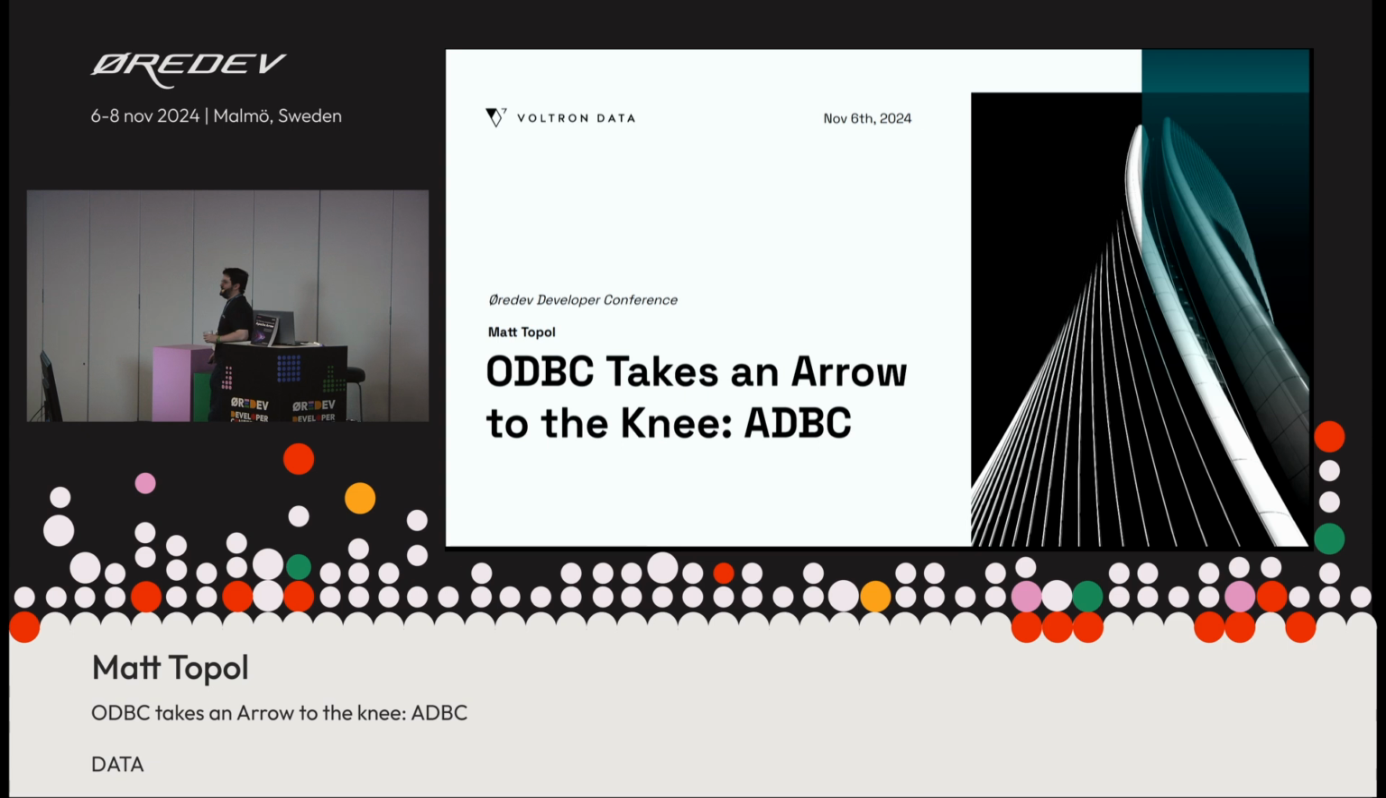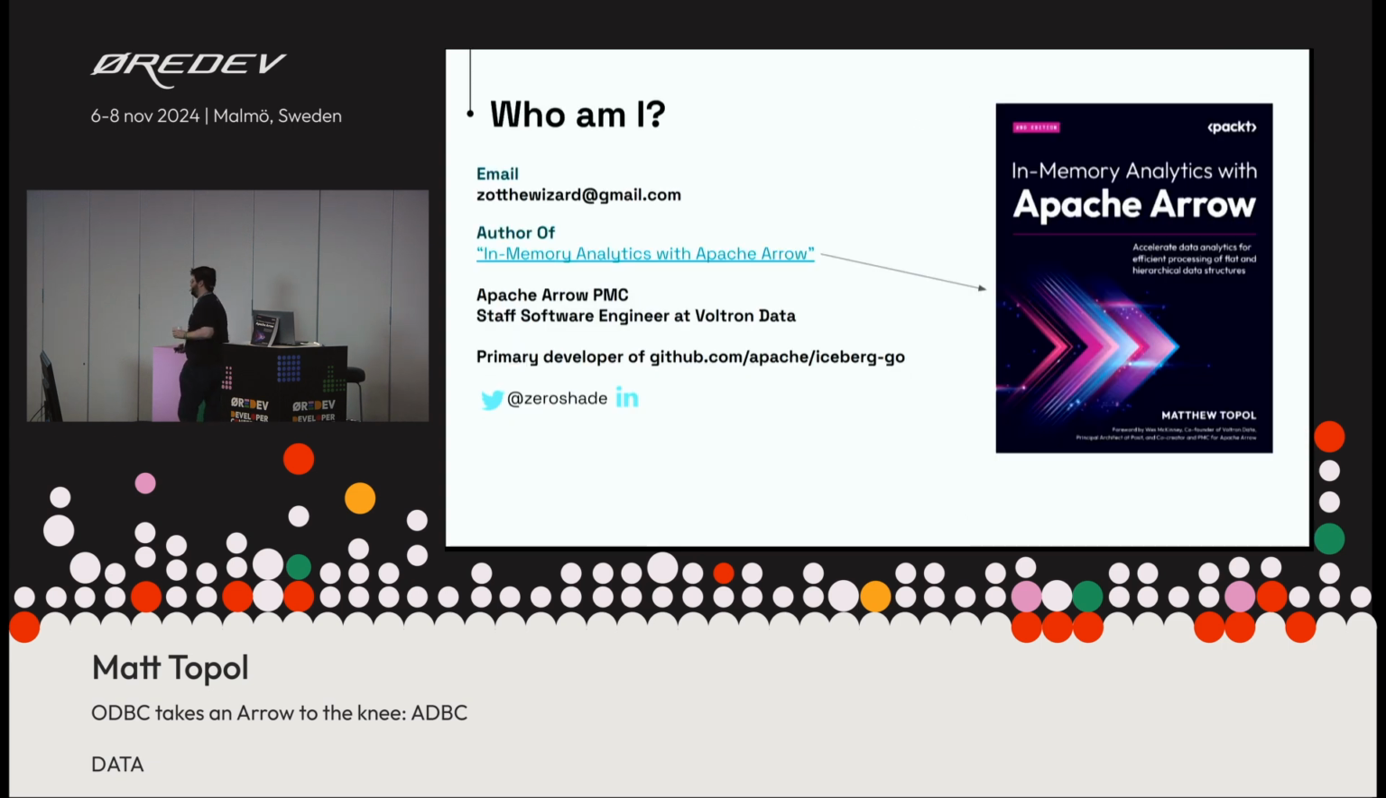Before I get started, let me quickly introduce myself so that you have a reason to listen to anything I'm going to say. I'm Matt Topol. I'm part of the Apache Arrow PMC. I currently work at Voltron Data, but in general, my day job is working on Apache Arrow, ADBC, and associated open source projects, while contributing to others. And I also wrote the book on Apache Arrow, In-Memory Analytics with Apache Arrow.